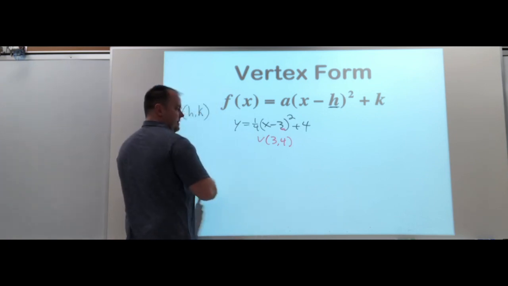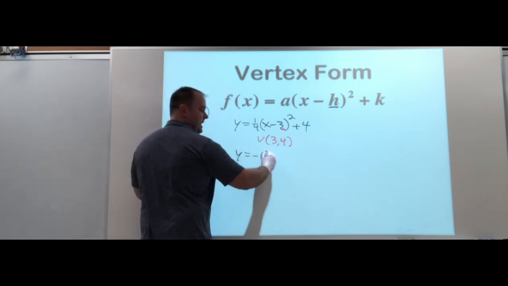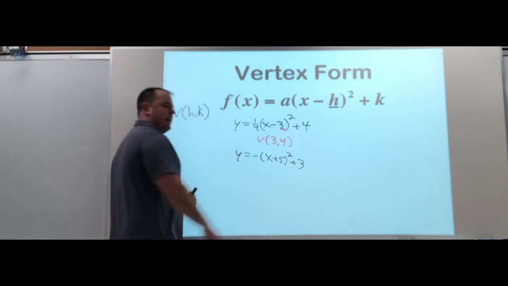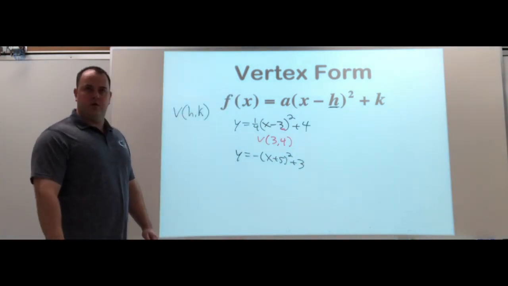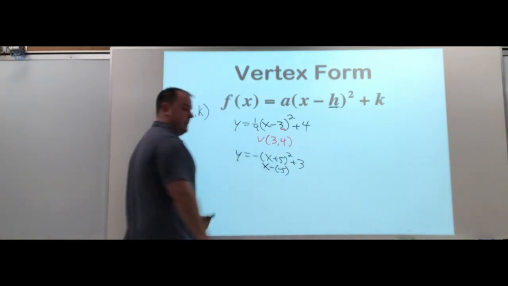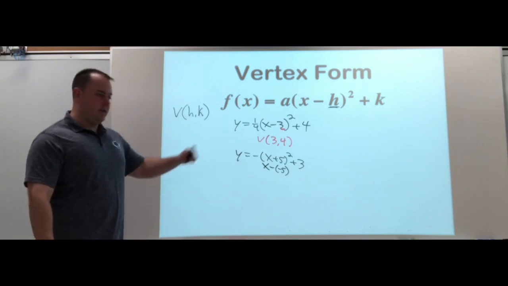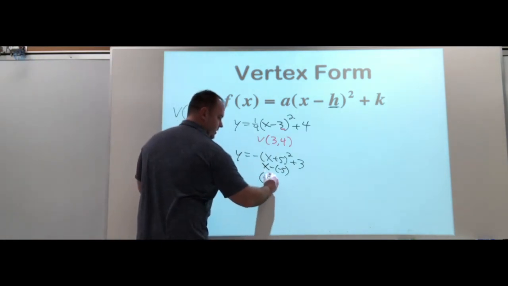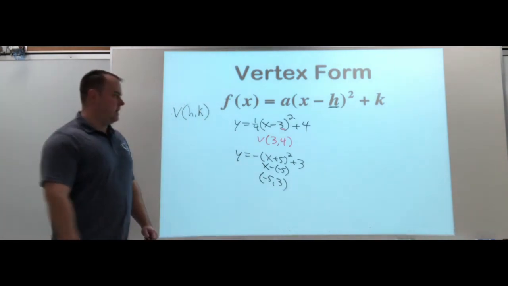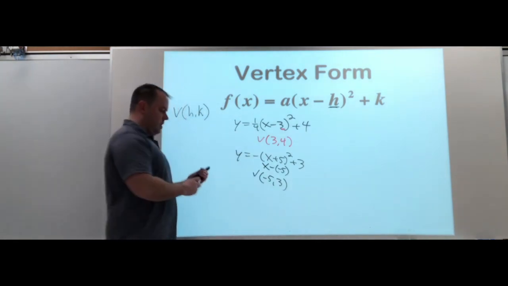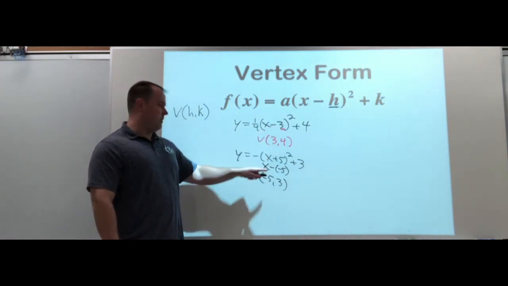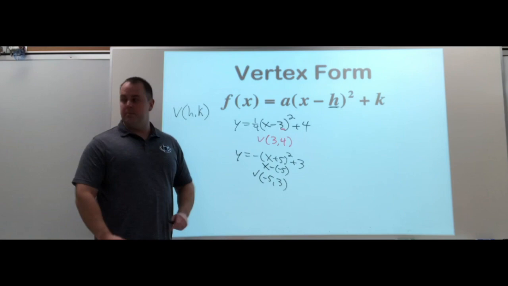Now, think about y equals -(x plus 5) squared plus 3. That x plus 5, think of another way you could write x plus 5: x minus a -5. So in this case, when it's x plus 5, -5, 3 is going to be our vertex. So you've got to think it's opposite. X minus 3 is going to be positive. X plus 5, it's going to be negative.